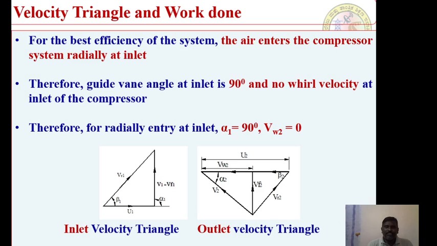For the best efficiency of the system, the air enters the compressor radially at inlet. Therefore, the guide vane angle at inlet is always 90 degrees and there is no whirl velocity at inlet of the compressor. When alpha 1 is equal to 90 degrees, Vw1 is equal to 0. Therefore, with usual notations, for radial entry at inlet, alpha 1 is equal to 90 degrees, Vw1 is equal to 0. Therefore, we can write the inlet velocity triangle and the outlet velocity triangle with the same usual notations. V1 is equal to Vf1.